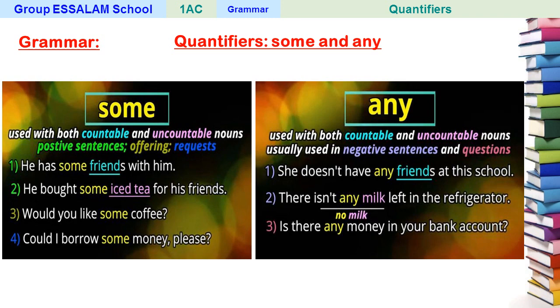And number 3, is there any money in your bank account? This is a simple question, and we use money, a uncountable noun. Look at this question carefully. Is there any money in your bank account? This question is a simple question. It is not a request and it is not offers. Okay? It is not offering. Remember, guys, this. That's about the summary of the lesson of today.